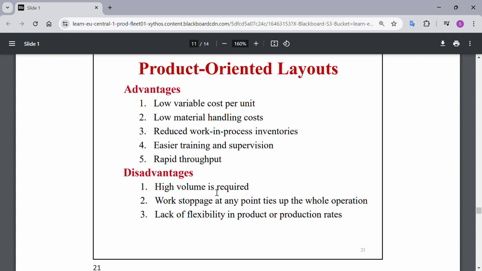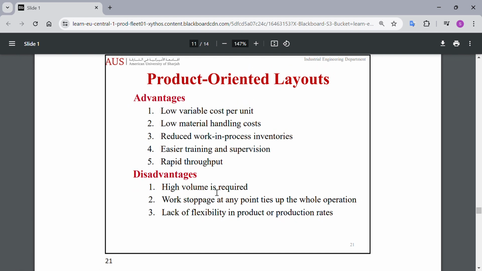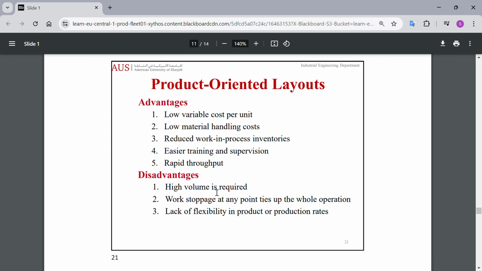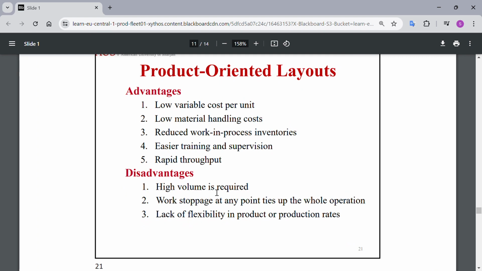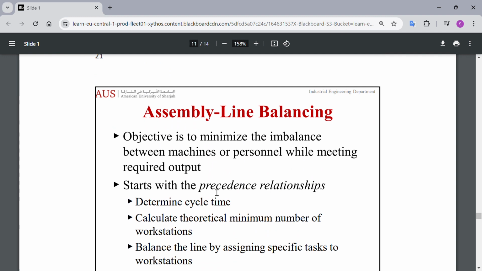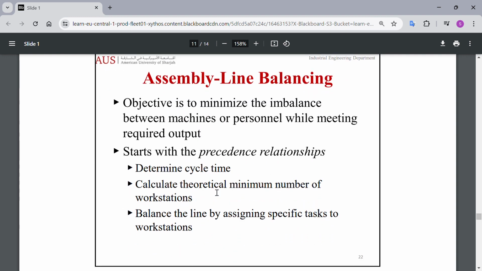But there are some disadvantages, which include high volume, and work stoppage at any point ties up the whole operation, and there's also lack of flexibility in product or production rates. And we have assembly line balancing.